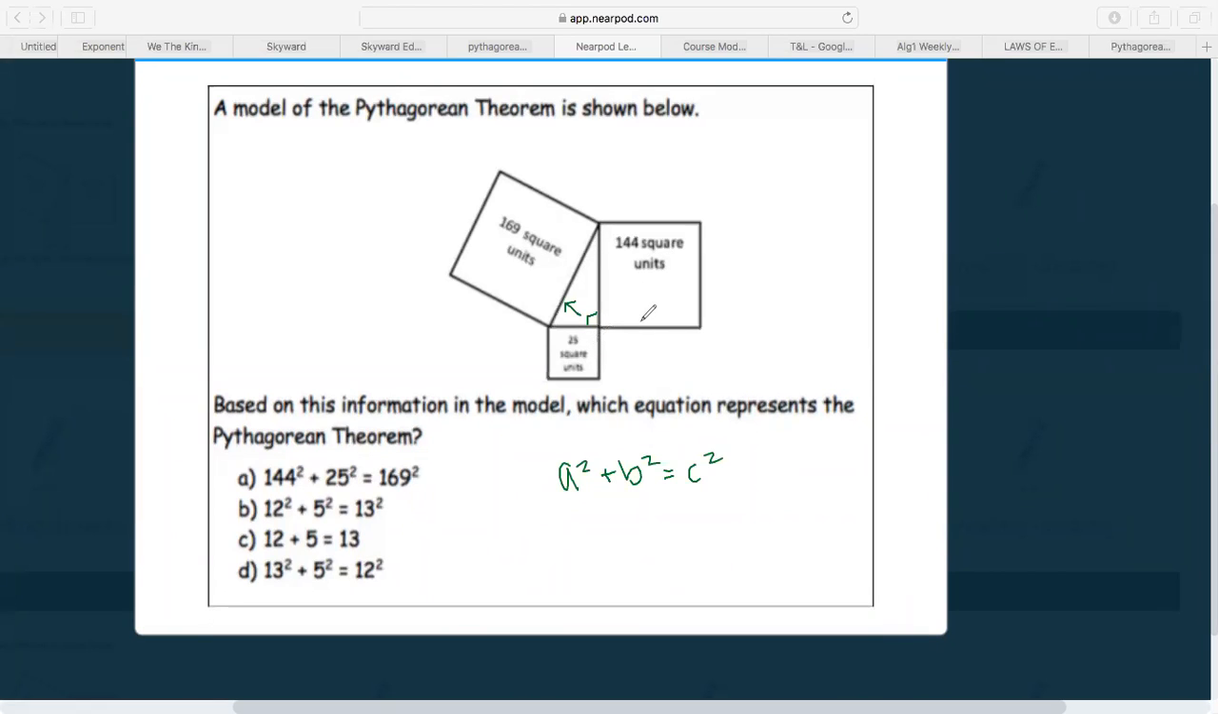So if I wanted to figure out the A, the B, and the C, what would I do to these numbers? Square root them. Good, awesome. I'm glad that y'all got that right away. So the square root of 25 is 5. So I'm going to rewrite this over here. The square root of 144 is 12, and the square root of 169 is 13. Here are my A, B, and C values.